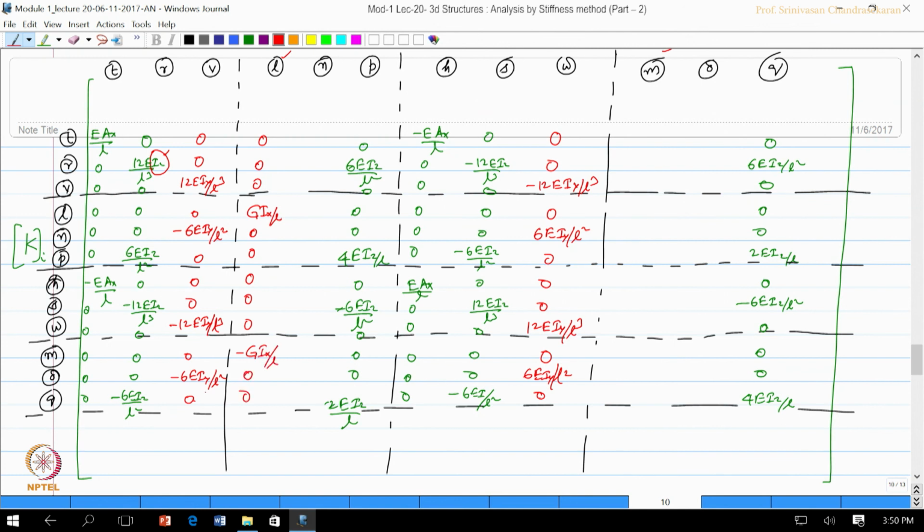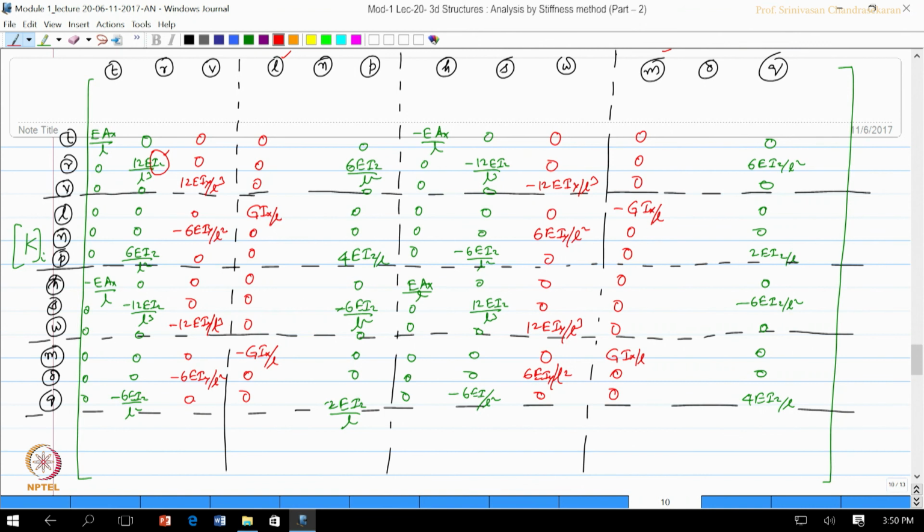Similarly, with M, L and M will be invoked. So, this will be 0, minus G I x by L, remaining all are zeros, and M it is going to be G I x by L positive, remaining all are 0.